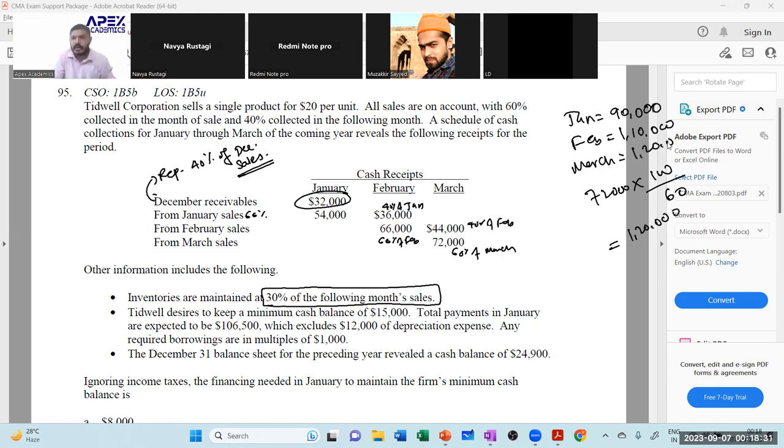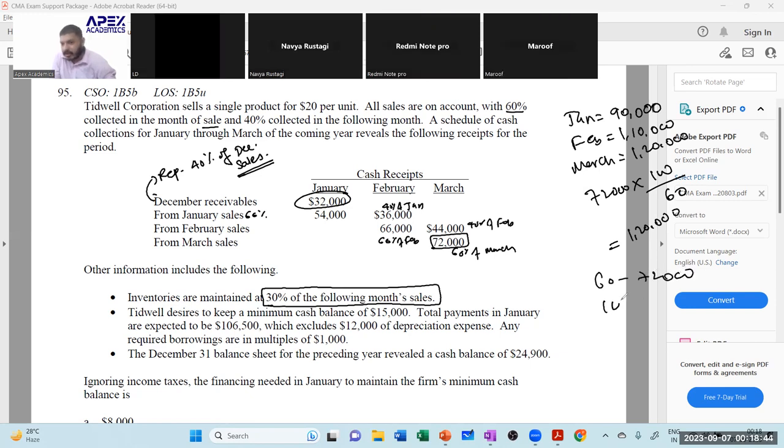How did I calculate? See, 60% is collected in the month of sale. So 60% of March is 72,000. If 60% is 72,000, how much is 100%? This calculation I have simply done over here.